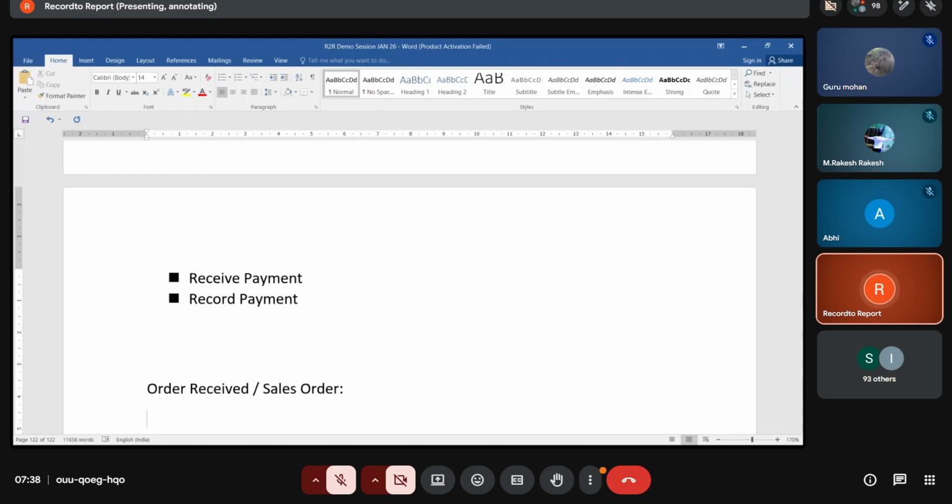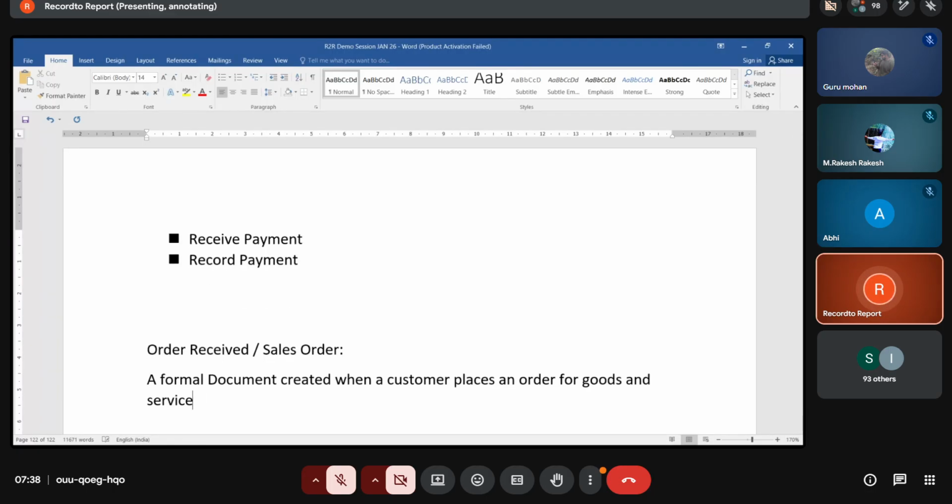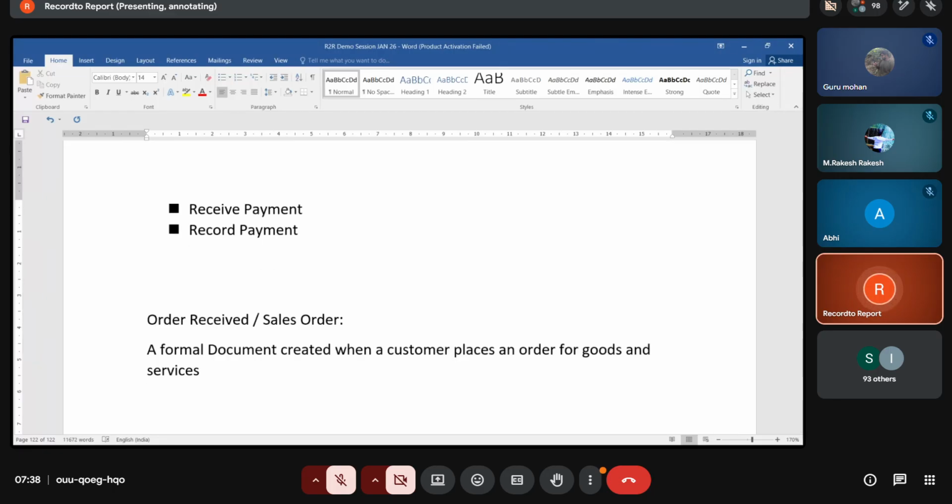Guys, for you, if you're purchasing something, for example, you have ordered something in Flipkart, for you it is a purchase order. For the company, it is a sales order. What is it called, guys? Sales order. So it is a formal document created when a customer places an order for goods and services. So if a customer places an order, that is called order received.